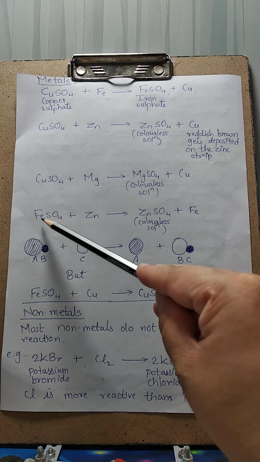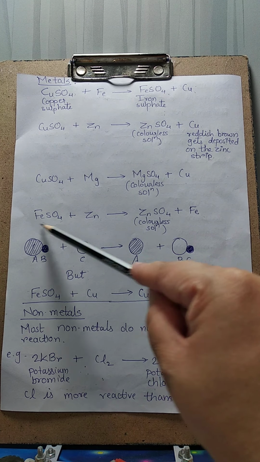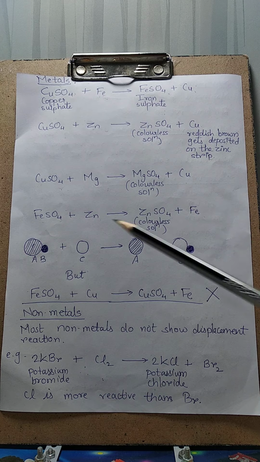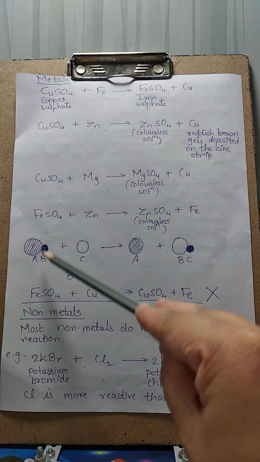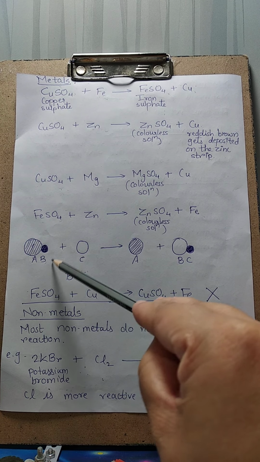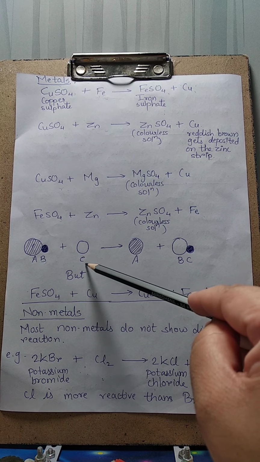Again, zinc is more reactive than iron. That is why it is displacing iron from its salt. So in general, how can we write a displacement reaction? AB, this is a salt, plus C, this is a more reactive element.